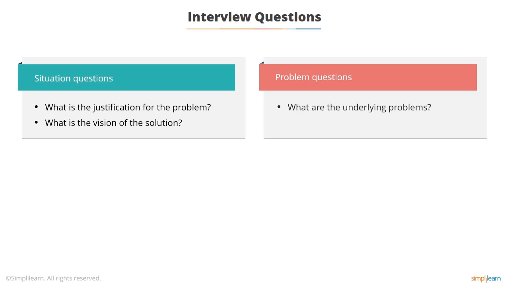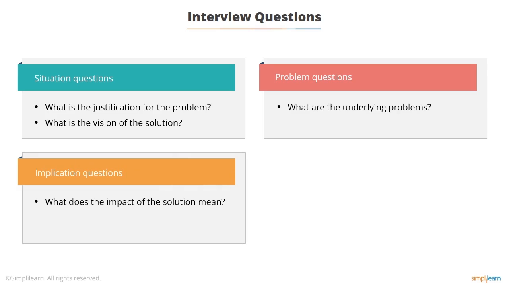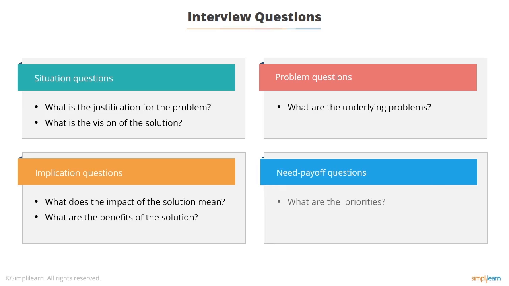Problem questions: You've got a problem. What problem do you want to solve? Implication questions: What's going to be the impact of this solution? What is the business benefit of building this solution? And we also need to have the payoff questions. What are the priorities? Which pieces of functionality are going to be more business worthwhile than the others? Which ones are going to generate more revenue than others?